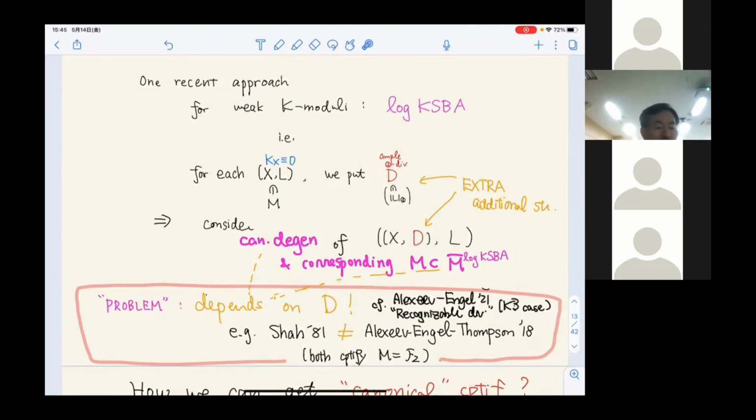But the recognizable divisor should be really rare, and it requires a very hard argument. And I think it's in general hard to prove this divisor is recognizable. But another thing they did is that if you sum up all the rational divisors inside this class, then it's also recognizable. And this paper is very interesting. And anyway, this weak K-moduli depends on the divisors, and there are many choices.